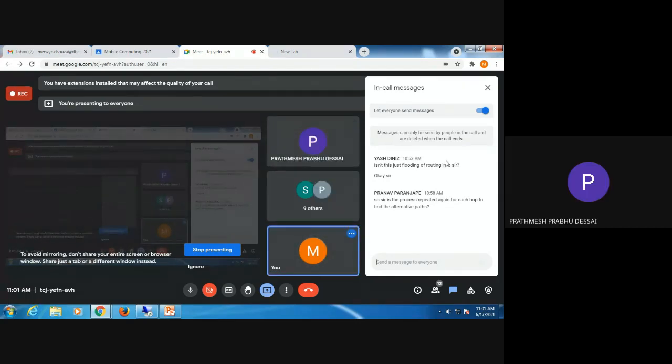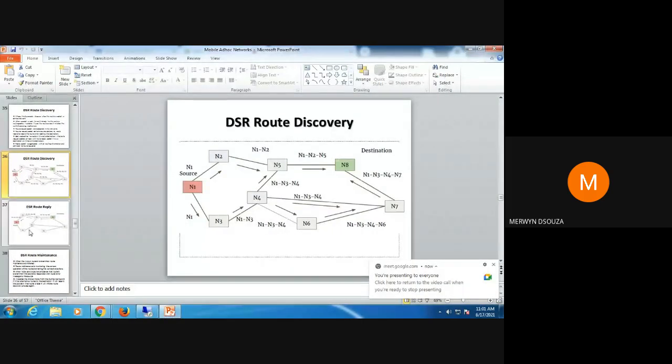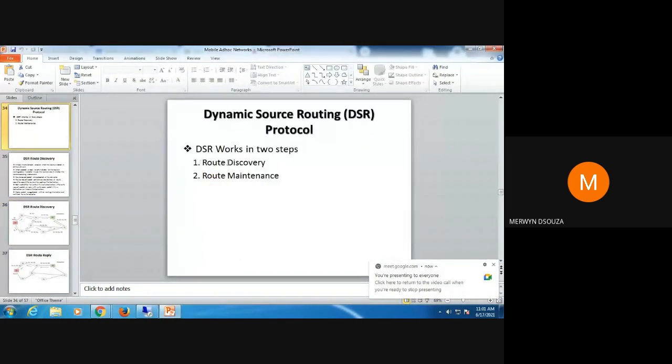Sir, since it's an ad hoc network, if any of the nodes changes in between, how will it get to know? Like yesterday, how it puts the infinity. Like I told you, DSR works on two steps. The first one is route discovery, where I have shown you how the route is discovered. The second step, which you are asking about, is route maintenance. Suppose the node is no longer present or has moved away, then what to do? That is route maintenance. I have not explained that yet. I'll come to that. Just wait.